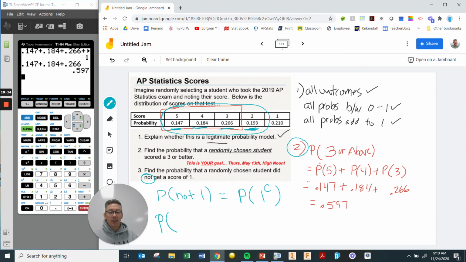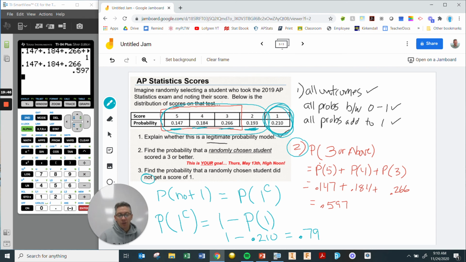I'm going to use the complement rule. The probability that you get anything other than a 1 is also found by doing the overall total probability of 1, take away the probability that you got a 1 on the test. So I can do 1 minus 0.210. Let's focus just on those people that got a 1, and let's say what's everything else. And if we subtract that, we're going to get 0.79. Okay? So there's a 0.79 probability that a randomly chosen student does not get a 1 on that test.